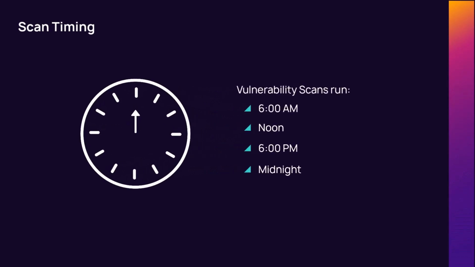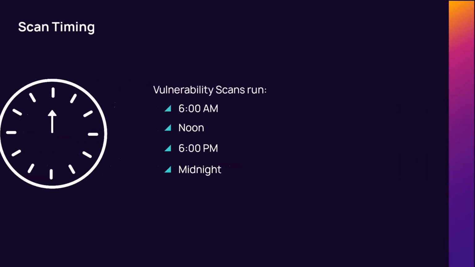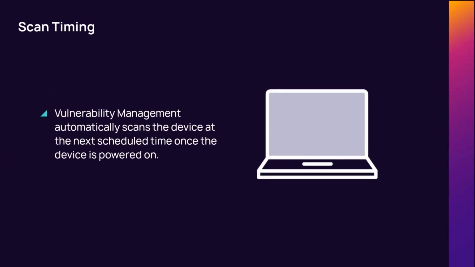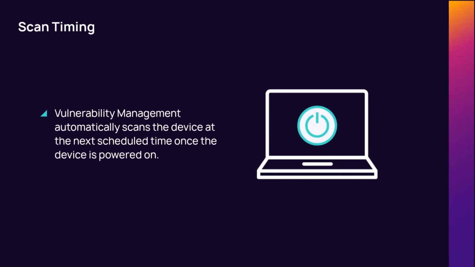Vulnerability scans are conducted every 6 hours based on the device's local time, at 6 a.m. and p.m., and noon and midnight. If a device is powered off during a scheduled scan, vulnerability management automatically scans the device at the next scheduled time once the device is powered on.